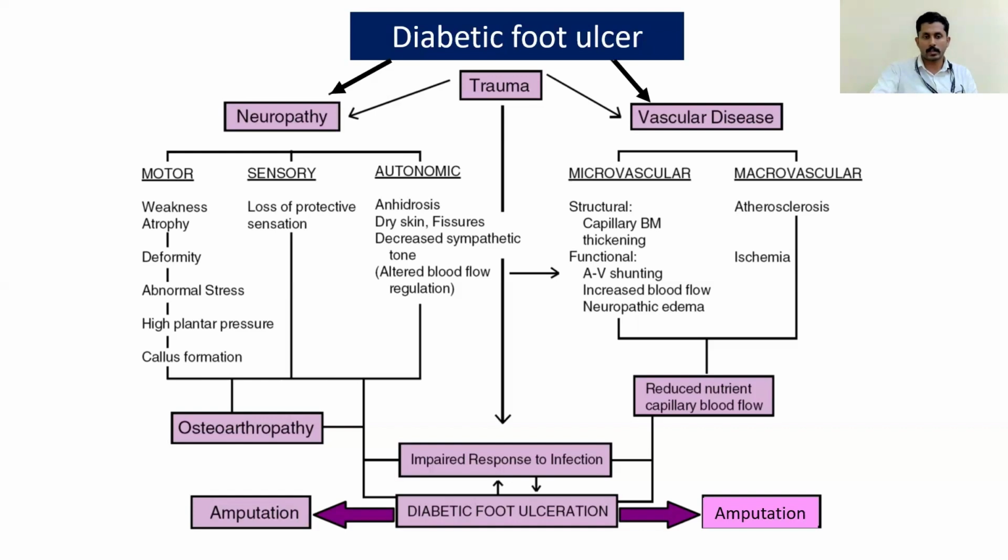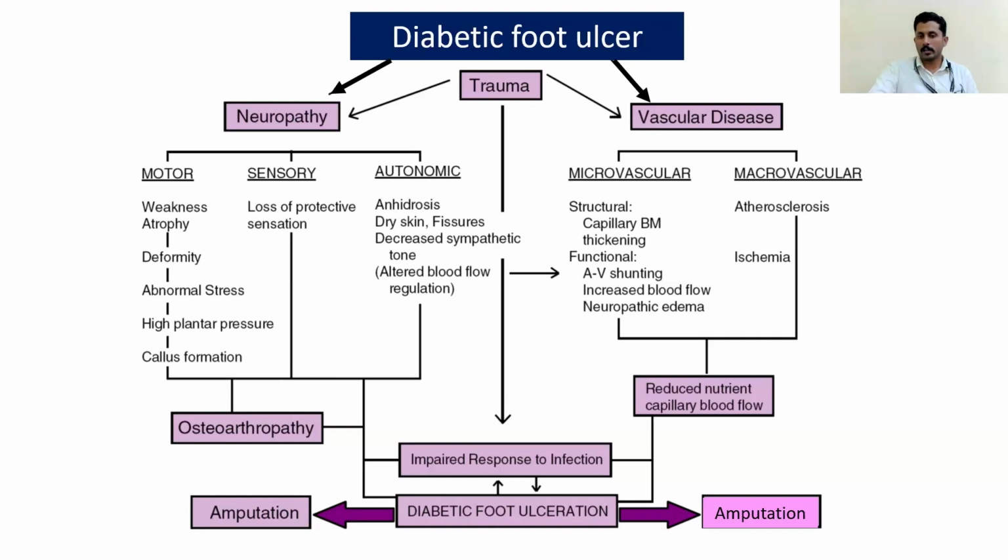Coming to sensory neuropathy, there will be loss of protective sensation and loss of proprioception. Autonomic neuropathy will also be there underlying, which presents as anhidrosis, dry skin, fissuring, and decreased sympathetic tone. Secondary to the decreased sympathetic tone, there will be decreased blood supply, and autoregulation to the lower limb will also be affected. All this will cause osteoarthropathy. And if there is trauma in those patients who already have neuropathy and underlying vascular disease, it will cause progression of the ulcer, and they may end up in amputation.